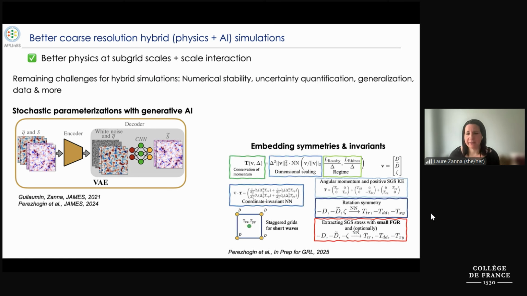Another aspect, and this one I actually feel more strongly about, and it's still early days. There are a lot of people working on this: how to embed symmetries and invariants in building closures. I think it's an important aspect, but we're not quite there yet. And here are a few things that we've been working on, either by normalizing the input and output of the closure that we're trying to learn.